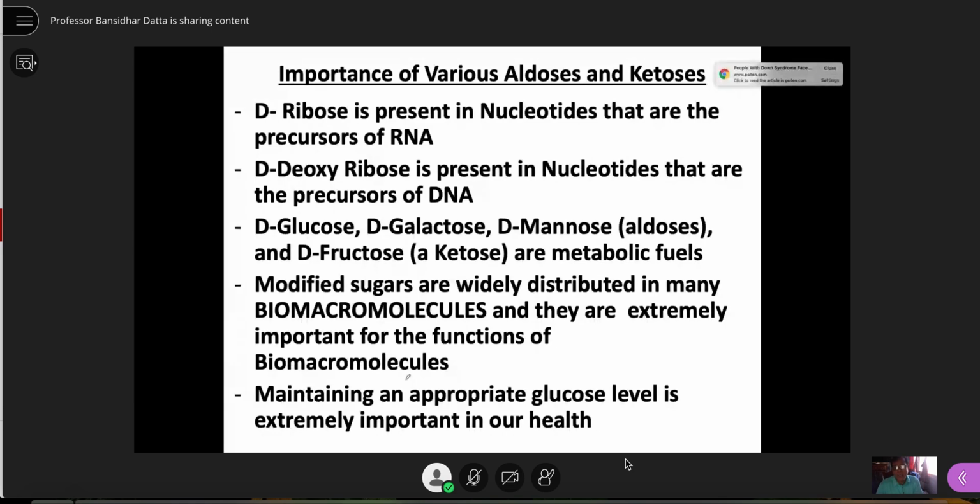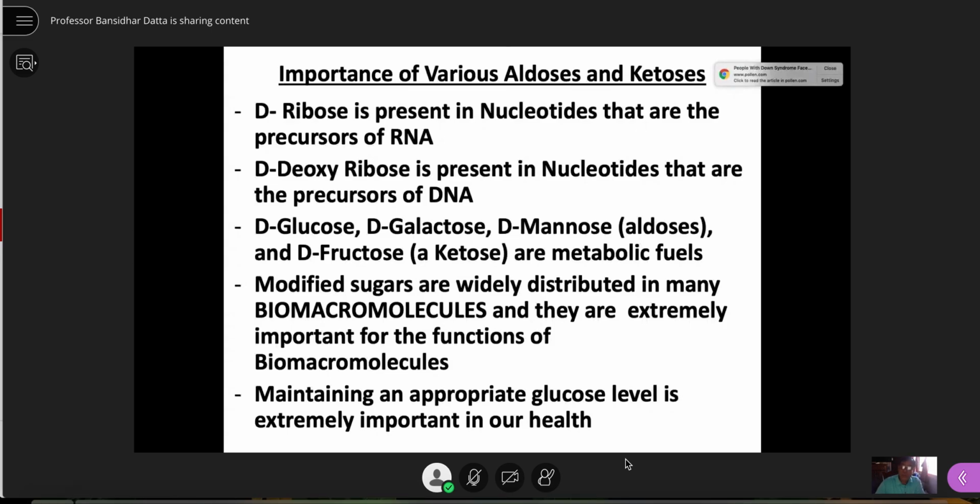Who can tell me why you have to maintain the glucose level to keep you healthy? Can someone tell me? You guys are young. You don't have to worry about it. Once you become older, definitely it needs to be done. Who can tell me why the appropriate level of glucose is important for our health? Anyone?